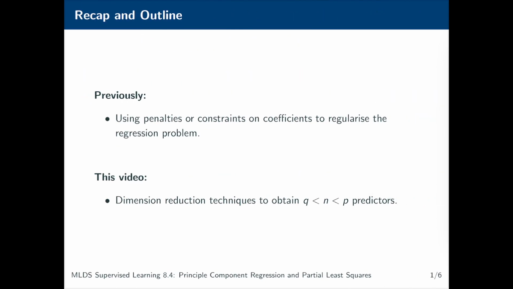Earlier this week, we've seen that when we have a large number of predictors, we can use penalties or constraints on our regression coefficients to regularize the regression problem and ensure that we still have a unique solution even when we have more predictors than we have available observations. In this video, we're going to consider a different approach, where we try and reduce the dimension of our covariate space to obtain a smaller number of predictors q than our number of observations n. We're going to try and go about this in an intelligent way so that we can still retain as much information as possible from our full set of p predictors.